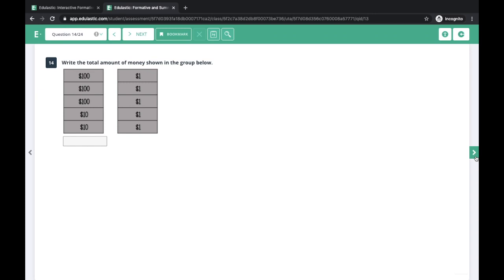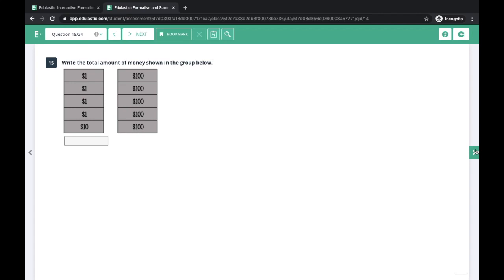Write the total amount of money shown in the group below. So we see hundreds, tens, and ones. I want you to skip count with me to find our total amount of money. Let's start with our hundreds. 100, 200, 300, 310, 320, 321, 322, 323, 324, 325. So in this group, we see $325. We're just going to type that into the box.